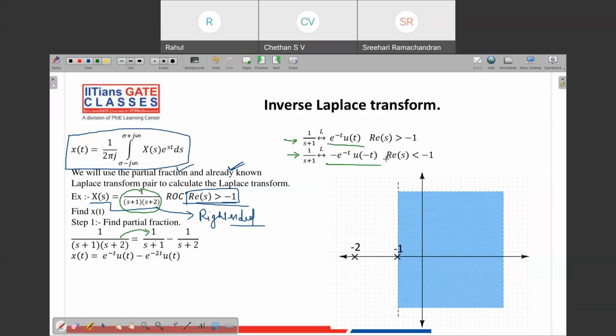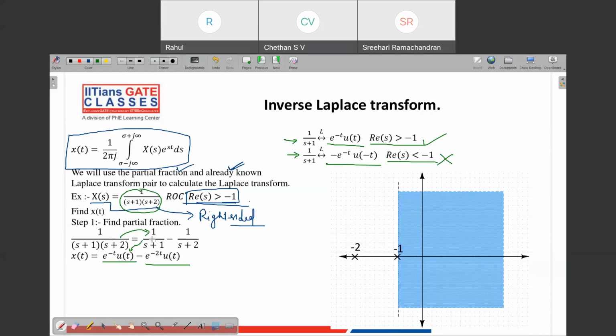For the right-sided, this will be the ROC. For the left-sided, this will be the ROC. But we know that our signal is right-sided, so we will discard this choice and pick up this choice. So the inverse Laplace transform of this one will be e to the power minus t u(t), and for this expression it will be e to the power minus 2t times u(t). So this is how we can calculate the inverse Laplace transform.